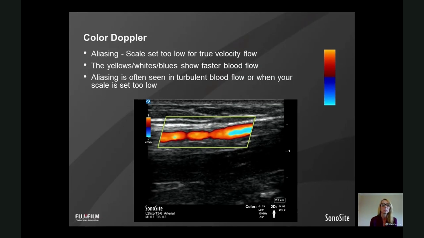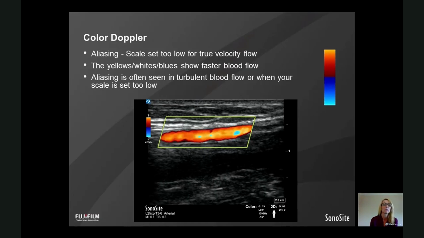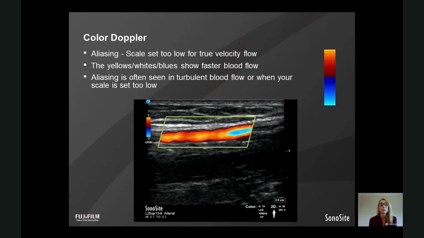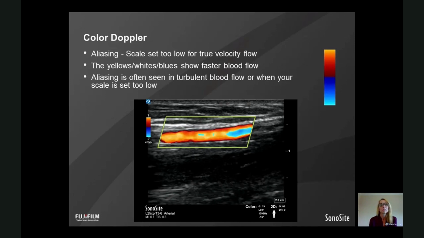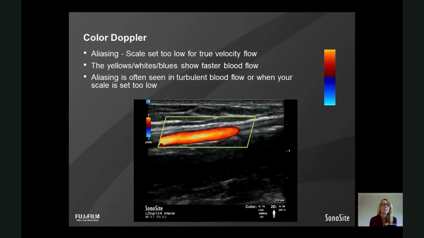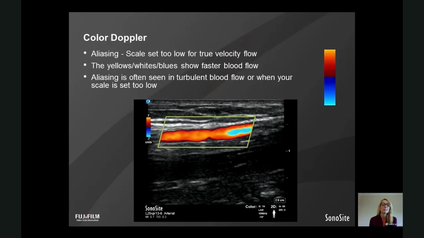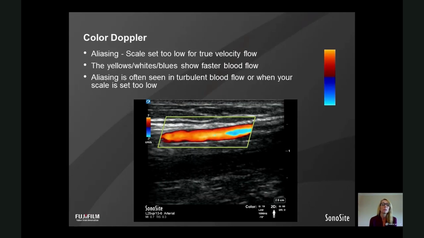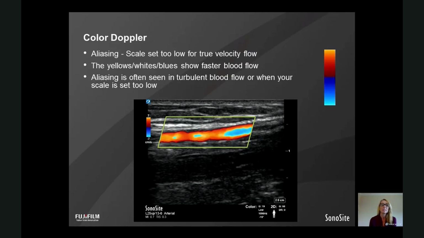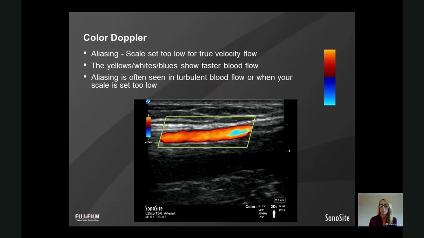We just keep adjusting until we get a nice laminar flow and we don't have all that yellows and whites and blues. We want to get just the all blue or all red. Sometimes the turbulence and the velocity is just too high and we struggle, but usually we need to adjust that so that we really get that correct. So aliasing is often seen in turbulent flow or when your scale is set too low. So when you put it on, just set your scale, adjust it to ensure that you get it to the best you can.